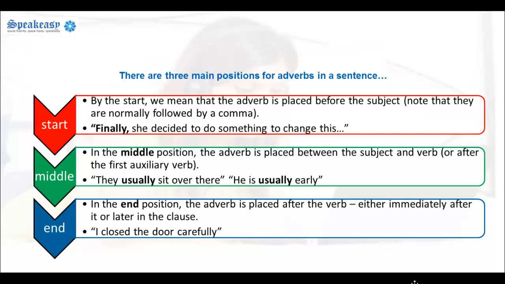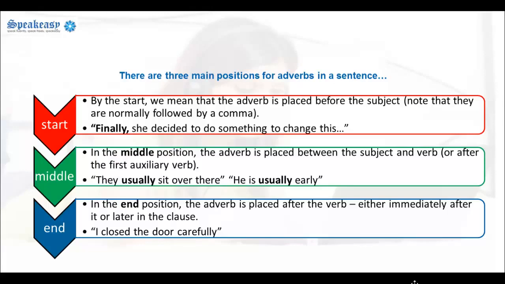In the middle position, the adverb is placed between the subject and verb, or after the first auxiliary verb. They usually sit over there. He is usually early.